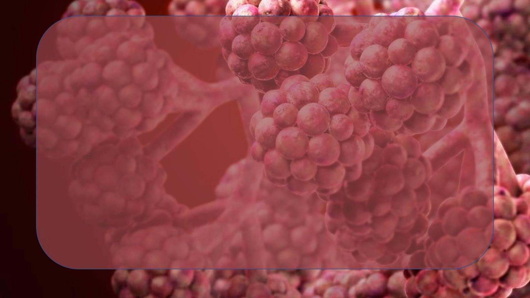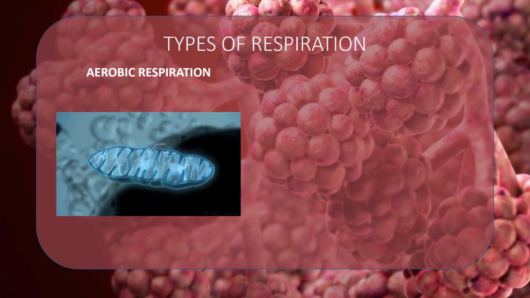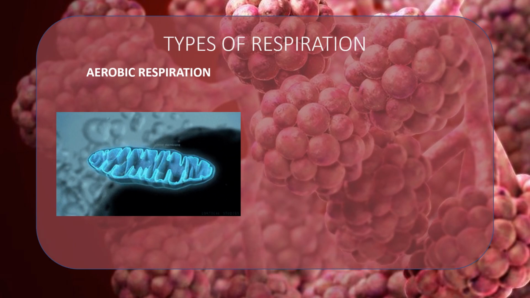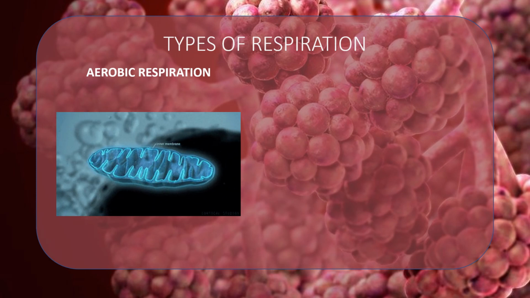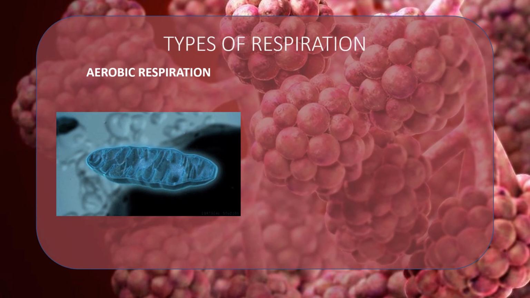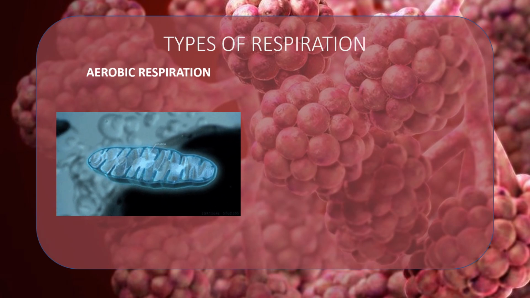So, types of respiration. There are two types: aerobic respiration and anaerobic respiration. Aerobic respiration occurs in the presence of oxygen and is the most efficient way for organisms to convert organic compounds into usable energy. It involves a series of chemical reactions that take place in the mitochondria of cells, which ultimately results in the production of ATP, carbon dioxide, and water.